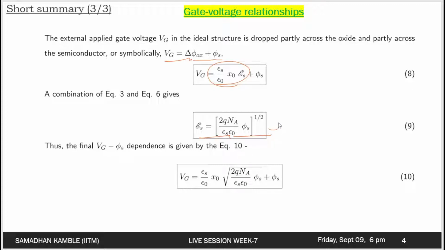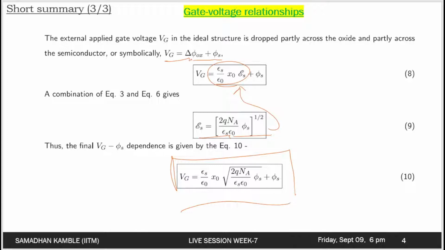And so if we substitute this value in equation number 8, we get the gate voltage relationship with respect to phi s by equation number 10. So this is an important equation to remember.